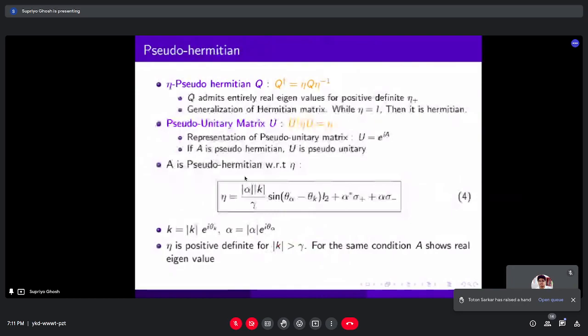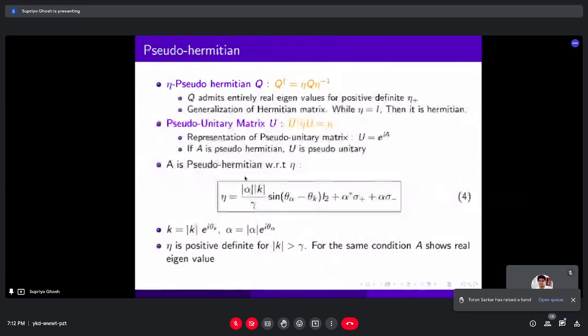So let's give a brief introduction about pseudo-Hermitian matrices. Suppose we have a matrix Q which is eta pseudo-Hermitian. That means Q dagger is equal to eta Q eta inverse, and Q admits entirely real eigenvalues for a positive definite eta. And if eta is equal to I, which is also a positive definite matrix, then it reduces to the definition of Hermitian. So pseudo-hermiticity is the generalization of hermiticity.